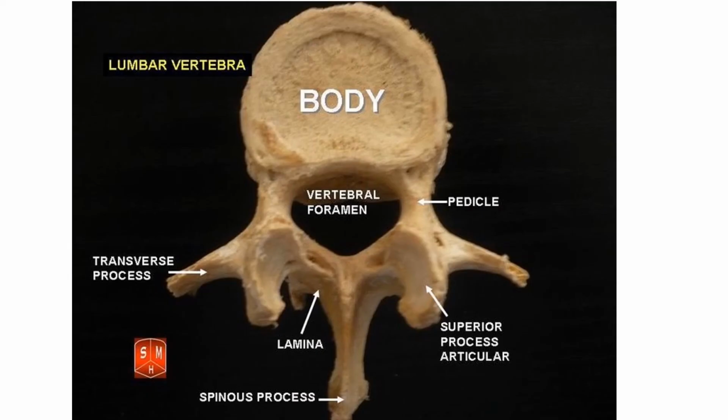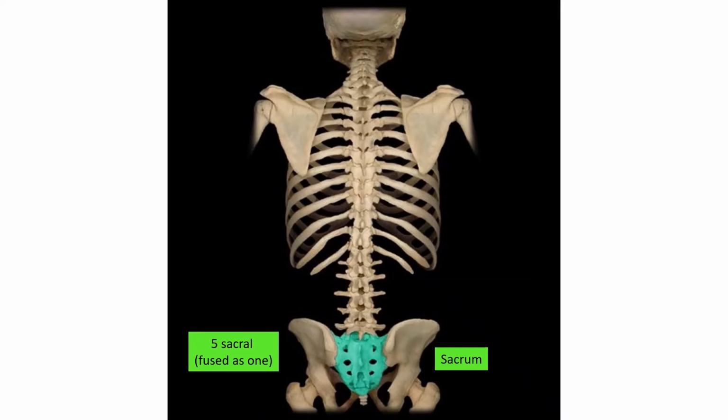This slide is labeled and it is a picture of a real lumbar vertebra, and it's important that you go around the image and extract the information that you can. After finishing with the lumbar vertebra, let's go down to the sacrum.